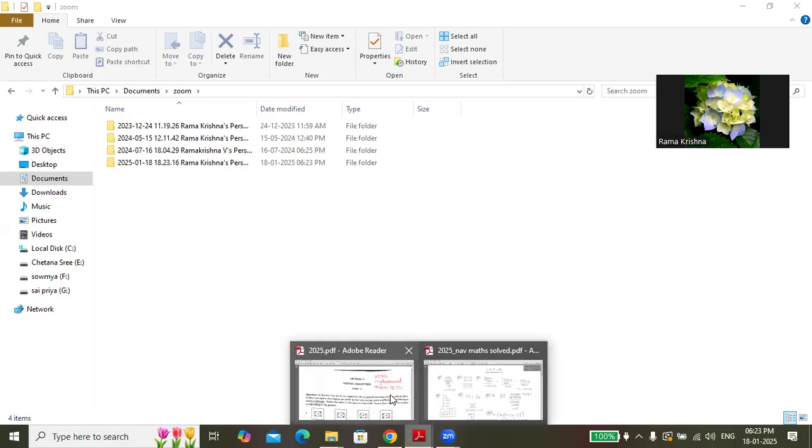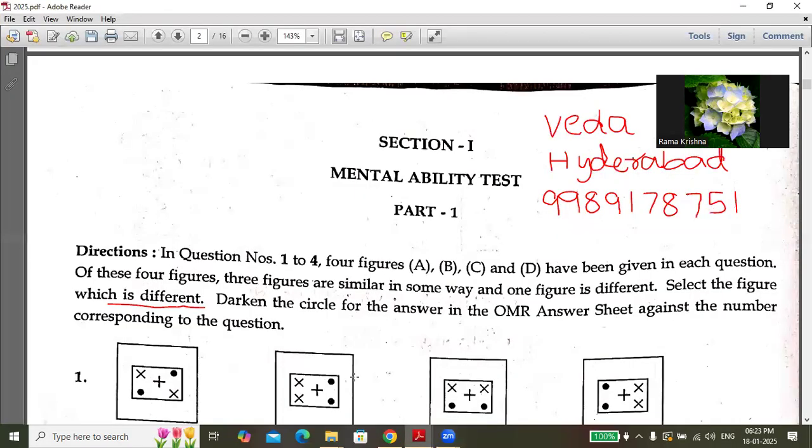Hi, good evening. Today I am going to discuss the Navodaya exam paper which was conducted today, that is 18 January 2025. Here I am going to discuss paper set B, so you can correlate with your set by seeing the respective question.